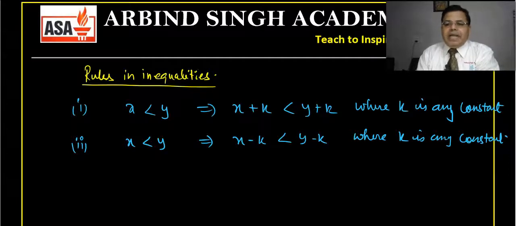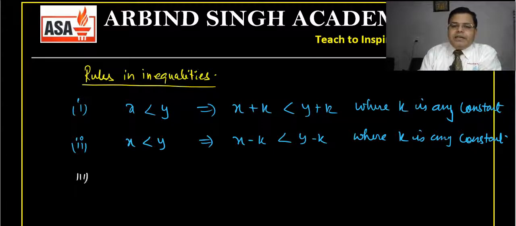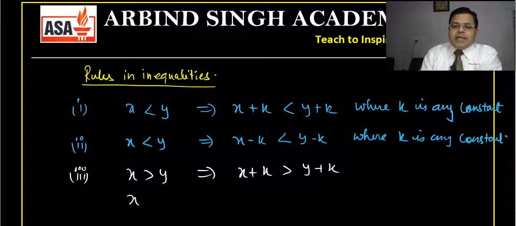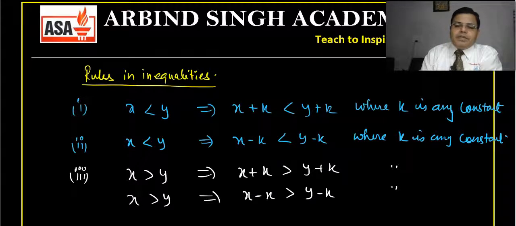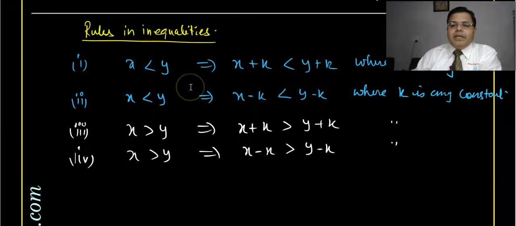So whether we add equal things or subtract equal things, the sign of inequality will not change. If it was greater than, it will be the same: if x is greater than y, then x plus k is greater than y plus k, and x minus k is greater than y minus k, where k is any constant.